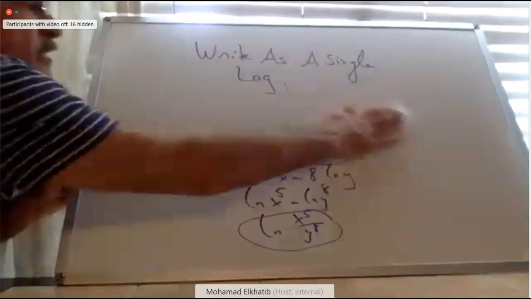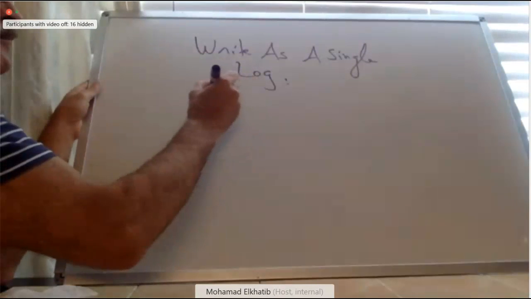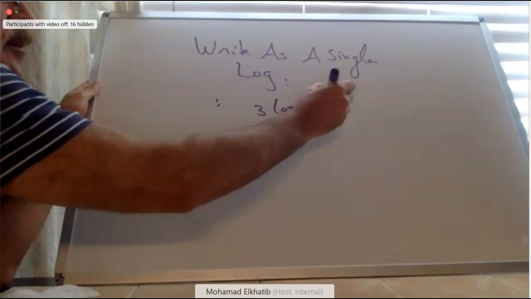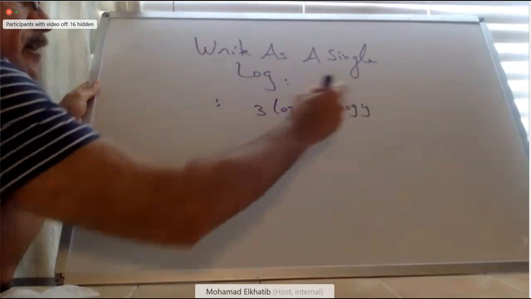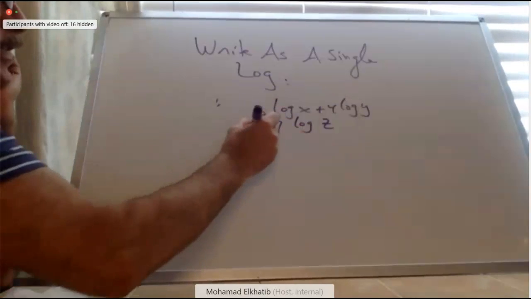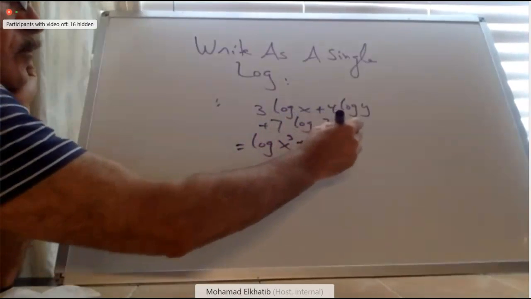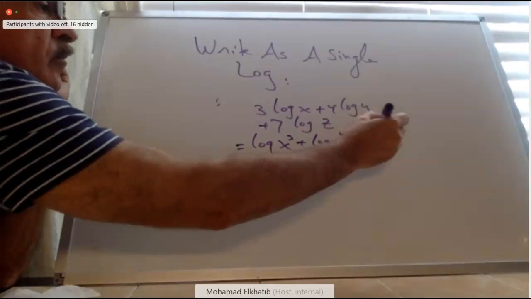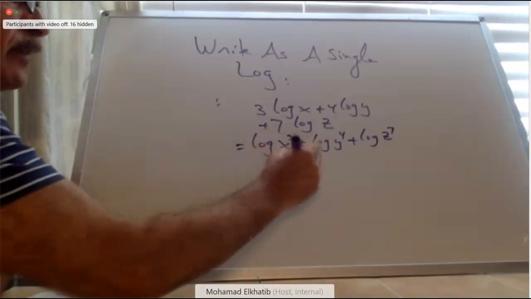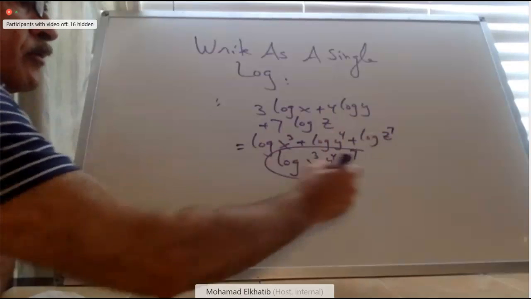Okay. All right. Let's do more single logs. So what if I have 3 log x plus 4 log y plus 7 log z? First, I bring the number as an exponent. Are these all additions? Therefore, I just multiply the letters. And that would be log of 1 term, and I'm done.